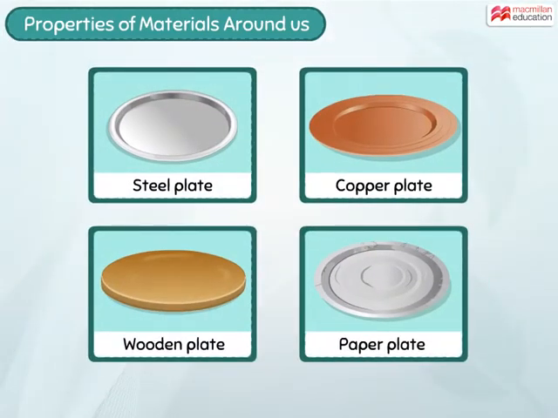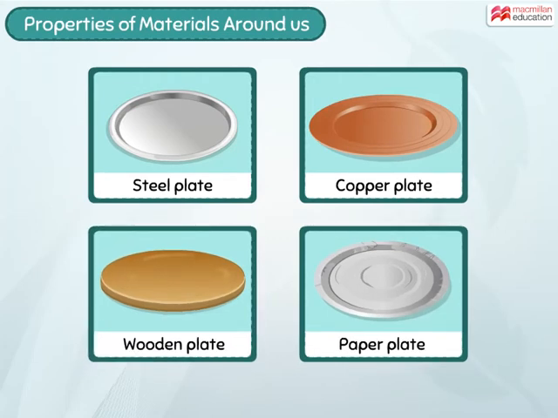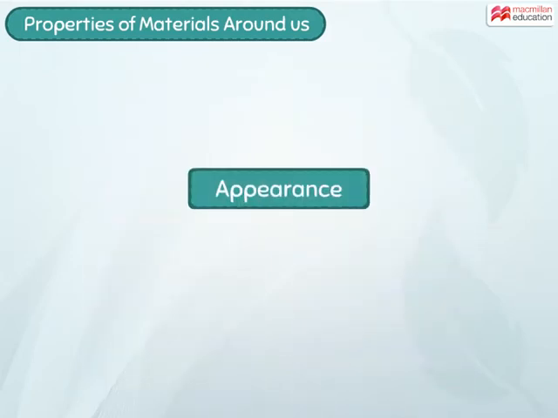Let us look at some important properties of materials. Look at the plates here. Some are made up of steel and copper, while some are made up of wood and paper. Their appearance is different because they are made up of different materials. Being shiny or dull in appearance is a common property of materials.